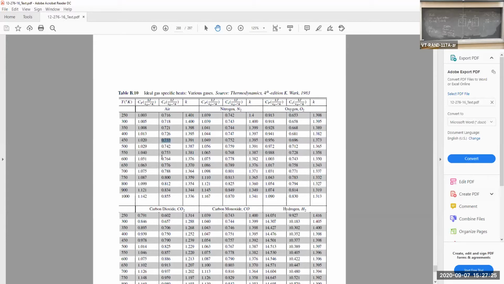And I get 0.733 times 300. 219.9 kilojoules per kilogram. 219.9 kilojoules.